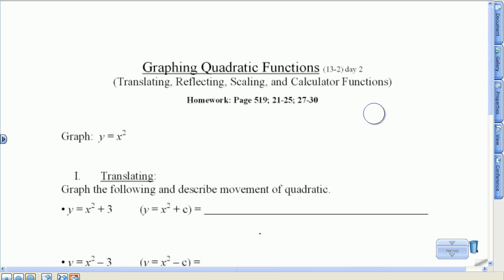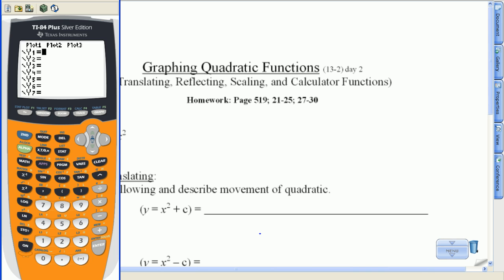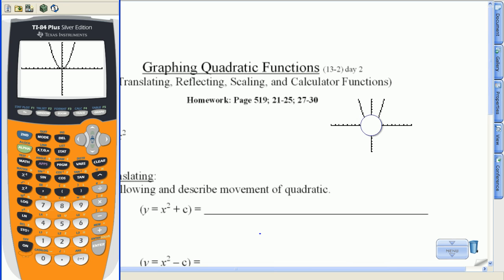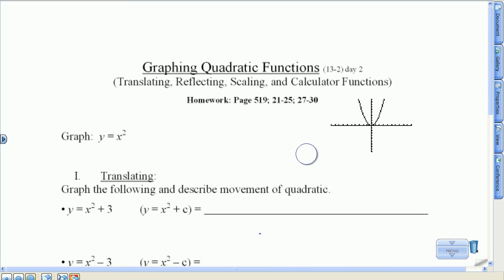So let's see, graph y equals x squared. That's our first directive here. So let's see, we'll get x squared in here. X squared, we'll take a look at the picture. Okay, that's zoom standard, which gets us that picture. Let's move it over here, and then you can take a look at it. Alright, so y equals x squared has a turning point at 0, 0. The axis of symmetry is x equals 0. Graph the following and describe the movement of the quadratic.